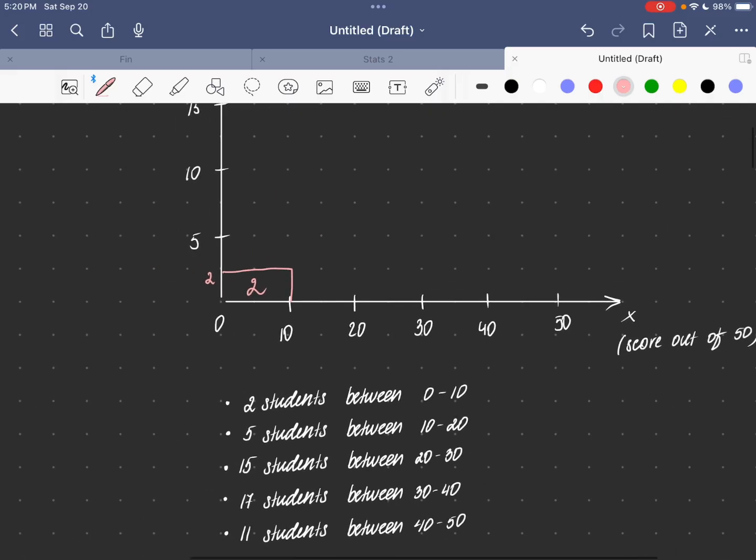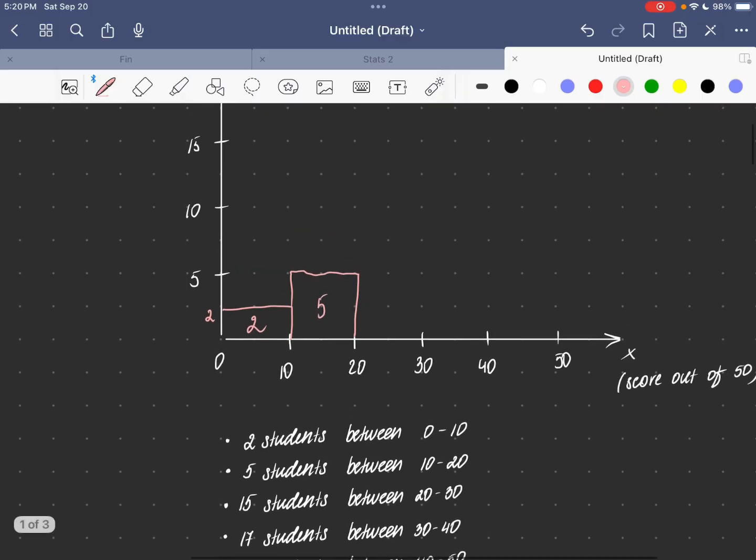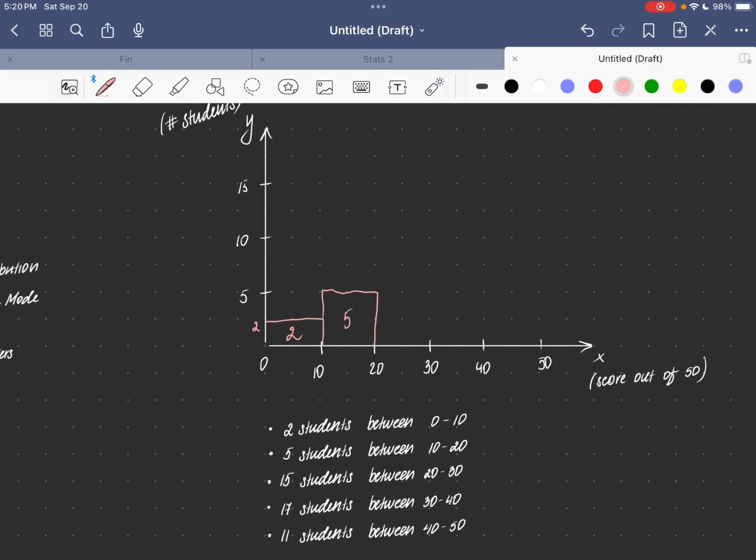We do the same thing with 5. We go until 5, like that. 15 between 20 and 30, so we go all the way up to 15. 30, good, and then 17, that's slightly higher, and then 11, somewhere like here.